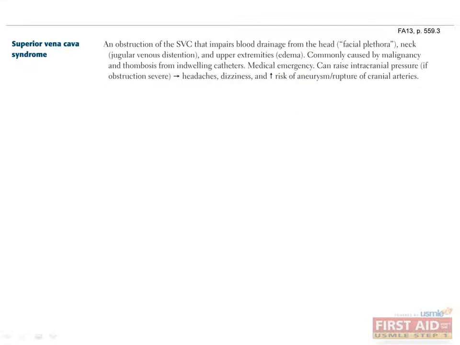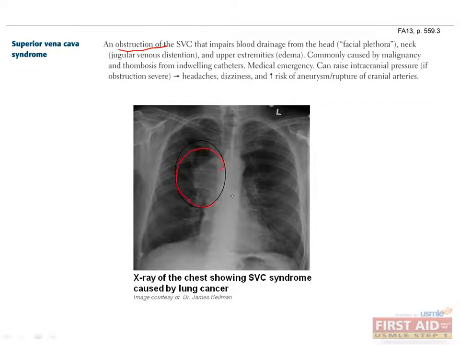We mentioned superior vena cava syndrome earlier as a potential complication of lung cancer as part of the SPHERE mnemonic. This basically occurs when you get obstruction of the superior vena cava. In this chest x-ray, you can see the lung cancer mass compressing the superior vena cava. So what would be the clinical presentation?